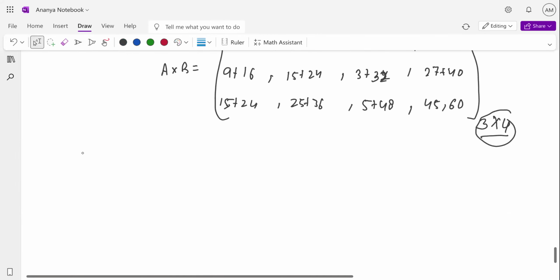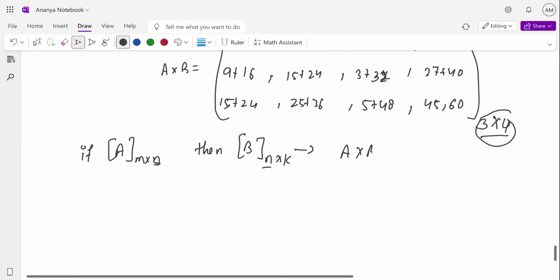So I can say that if A is m into n, then B must be n into something, and the n's should be equal. Is that clear? Then you can multiply, and A into B will result in m into k. Understood? Any doubt you have? No, sir, clear. Okay, I'm giving you an example.